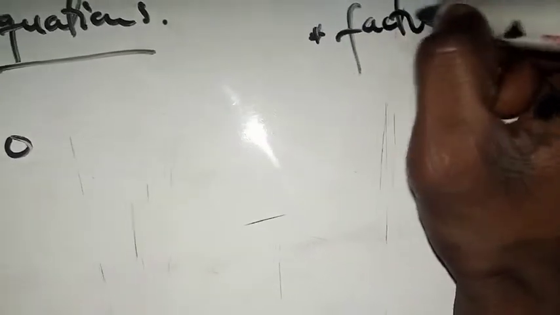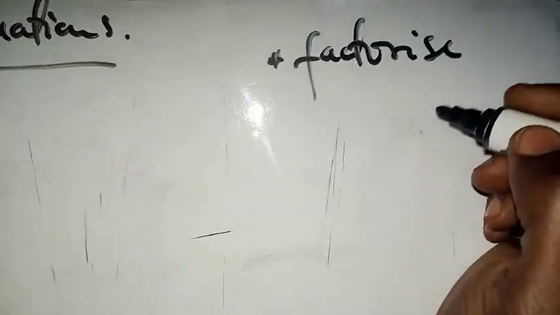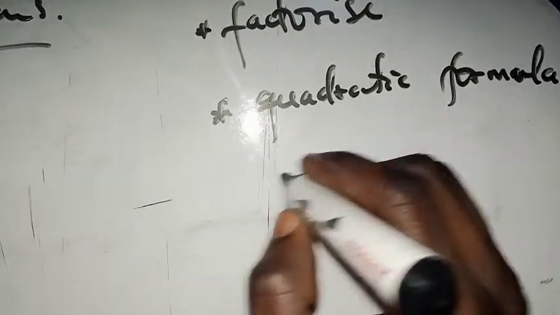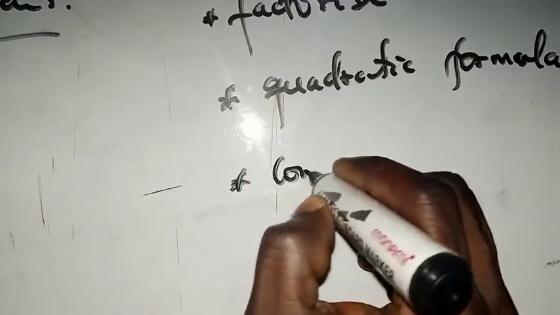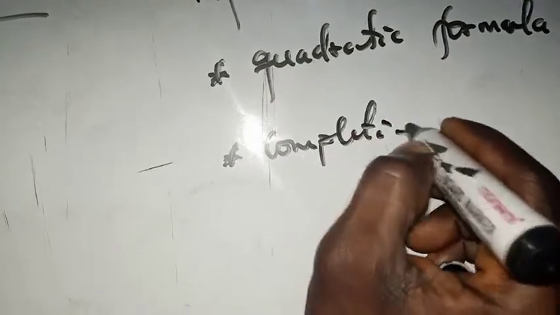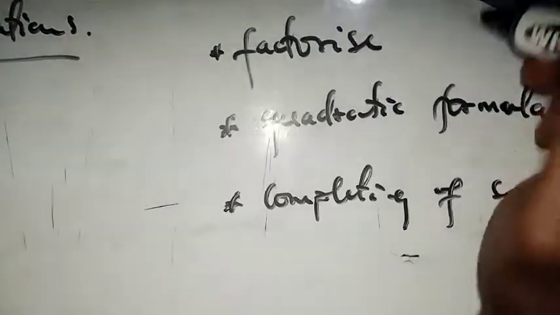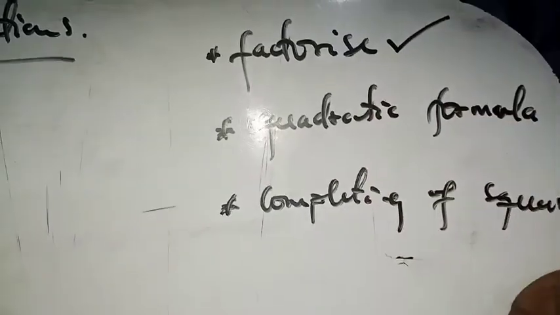So here the first one is by factorization. So you are going to factorize the factors here, and then two is by using the quadratic formula, or in some cases what we call the almighty formula. And then finally, by completing the square. So these are the three ways you can solve this problem. But in this video, we are solely going to focus on factorization.